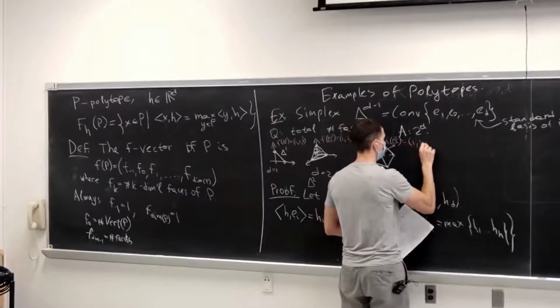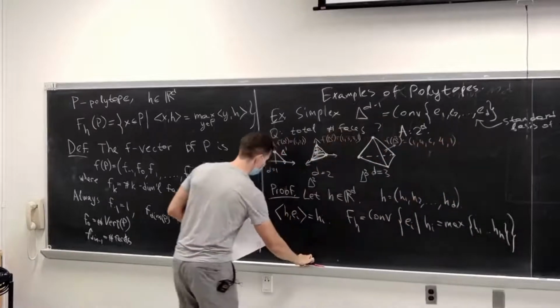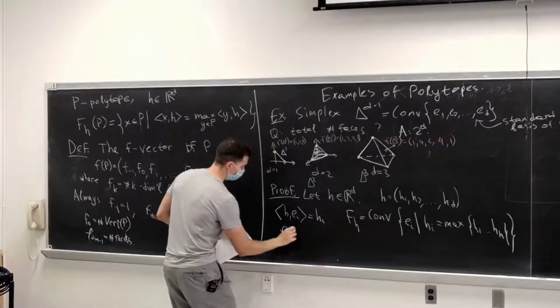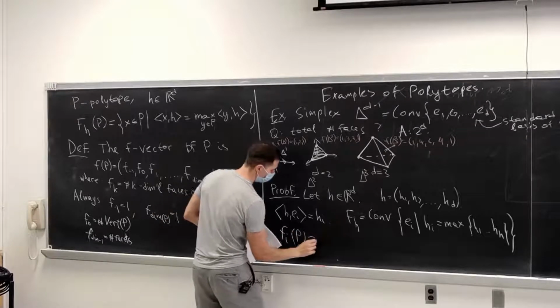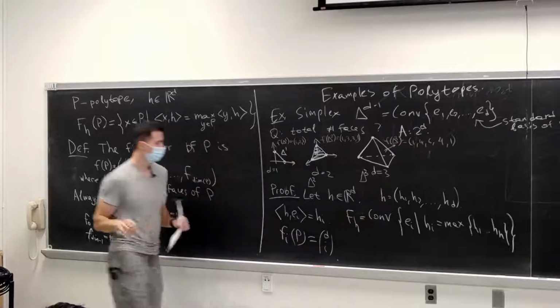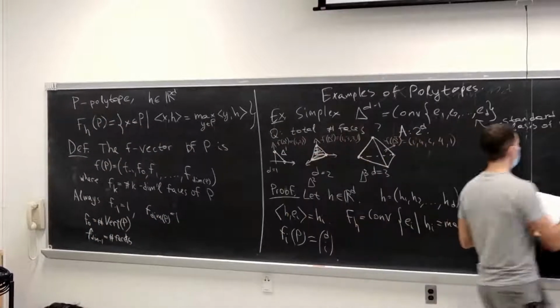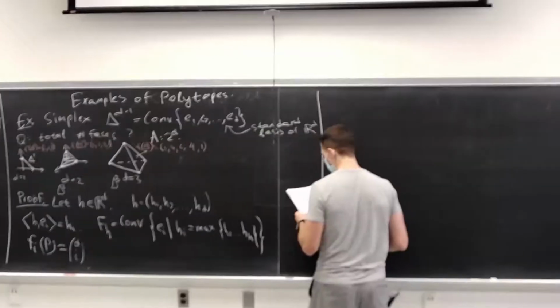1, 4, 6, 4. Nice. So in general, it is correct that the i-th coordinate of the f vector is just d choose i. Okay, this was easy. Let me try another one.